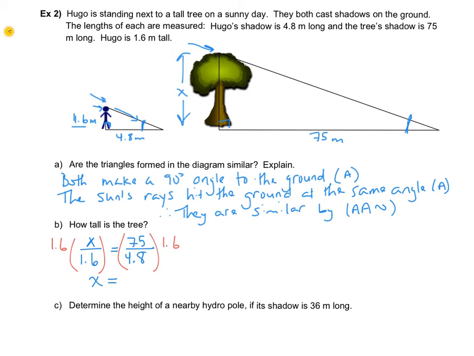So to put that in my calculator, I'm just doing 75 divided by 4.8. I've got 15.625. I'm going to multiply that by 1.6, and I get 25. So the height of the tree is 25 meters.